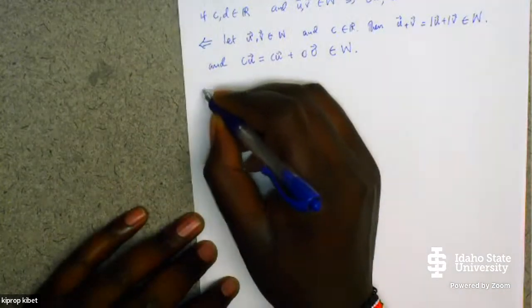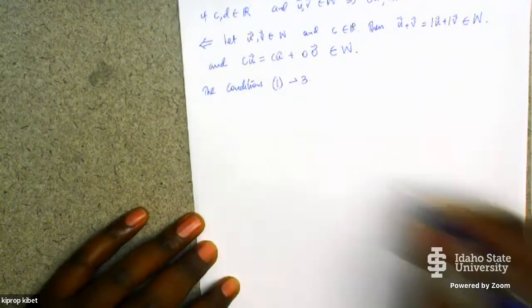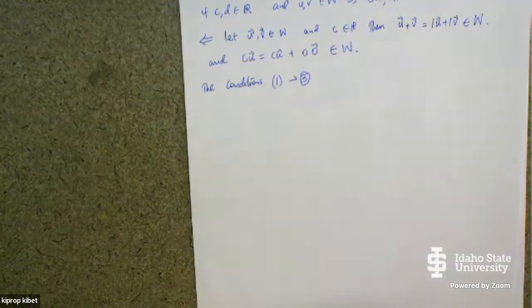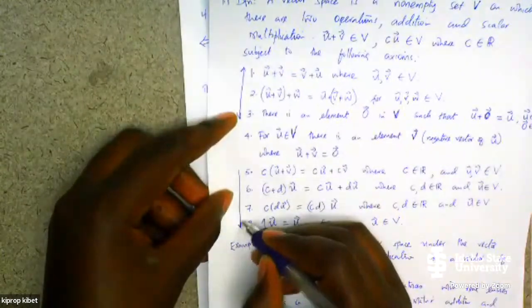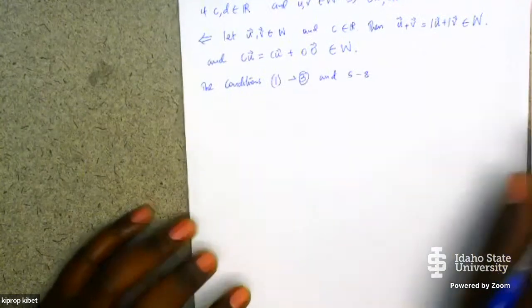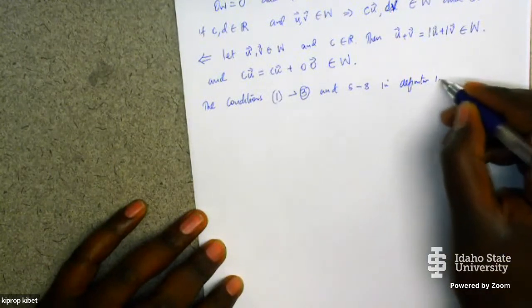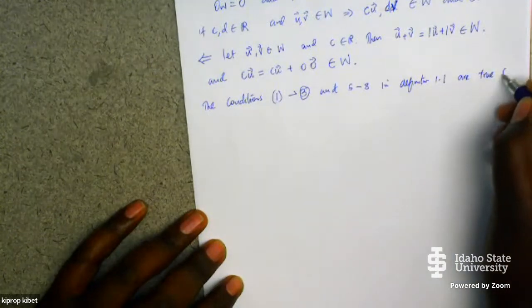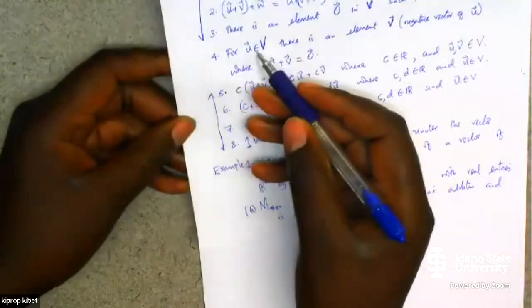Now, the conditions 1 all the way to 3 in the axioms that we wrote, these axioms here, 1 up to 3, and also 5 to 8 in Definition 1.1, are true for W. So those axioms are also true, so they satisfy those.